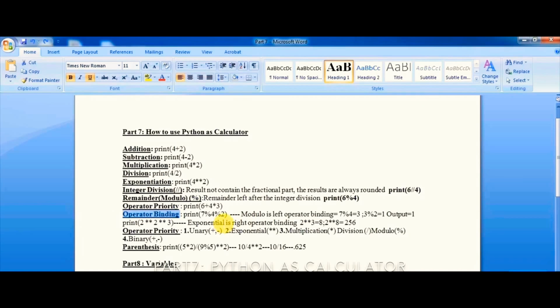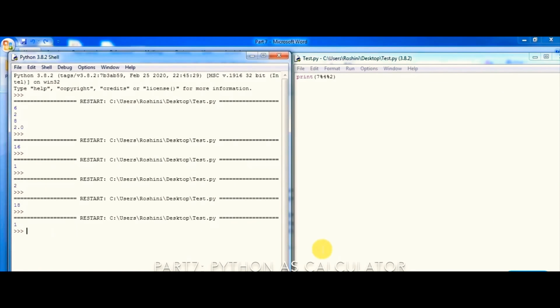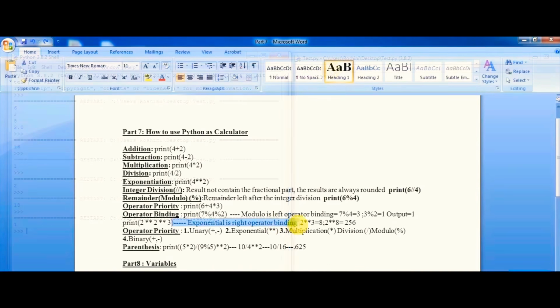Next is operator binding. Check this code. Modulo is left operator binding. That means the code calculates from left to right. First 7 percentage 4 gives 3. Then 3 percentage 2 gives output as 1. Run this code in Python and check the outputs.